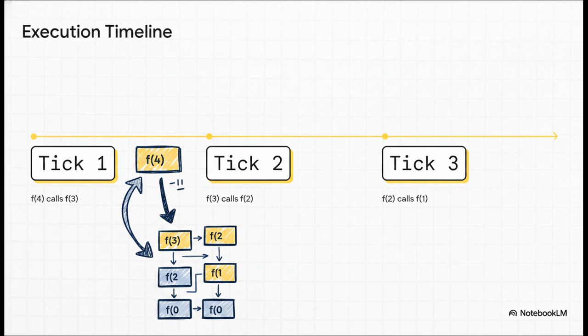But keeping our golden rule in mind, it completely pauses f of 2 and dives straight into f of 3. Inside f of 3, it needs f of 2 and f of 1. Again, it pauses the right side and dives into f of 2. Inside f of 2, it needs f of 1 and f of 0. It dives into f of 1. We're going deeper and deeper down this vertical path, and literally nothing has been calculated yet.